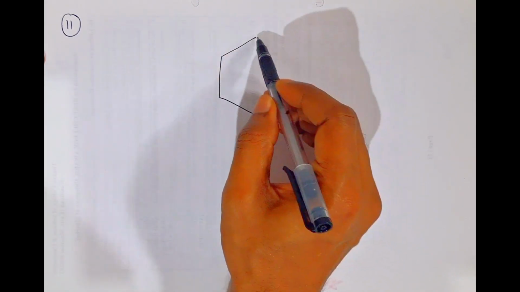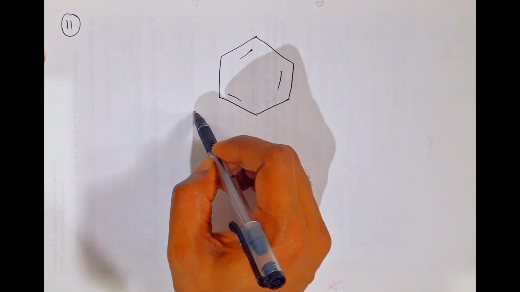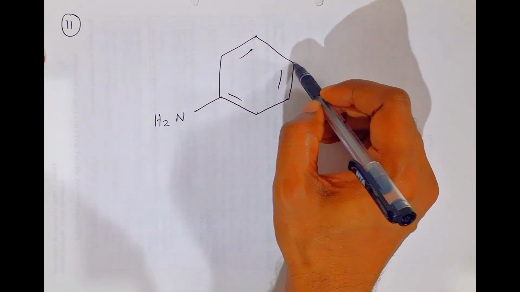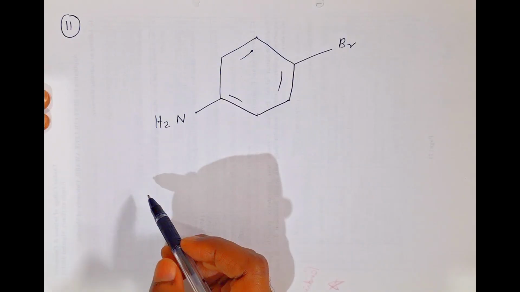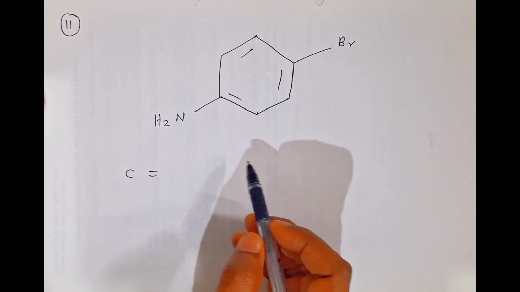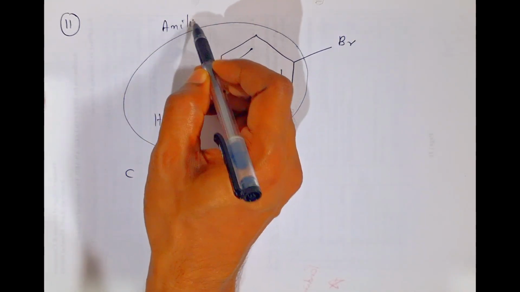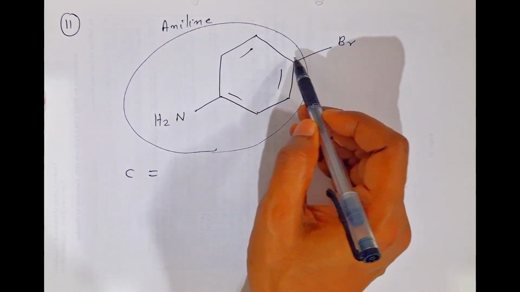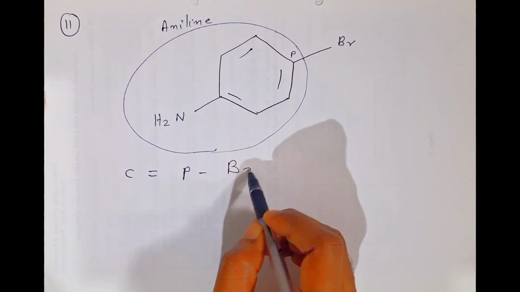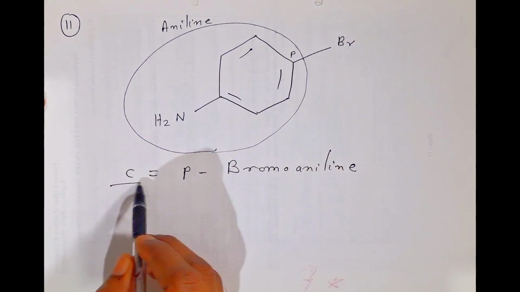So here students, again you have benzene. Okay students, now here the amine is attached here, and opposite to this there is a bromine. Now what will be the common name? For that you have to see, this is aniline. Which type of molecule is it? It is aniline. Opposite to this, at the para position, you will find a bromine is attached, so we call it para bromo aniline. That is the name of this molecule in the common system.